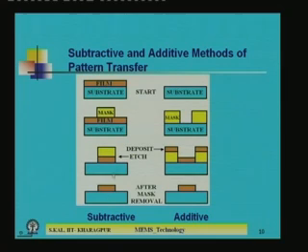Okay. Now, this is the normal one, but in the case of additive, on the substrate, instead of depositing film we first deposit the mask.